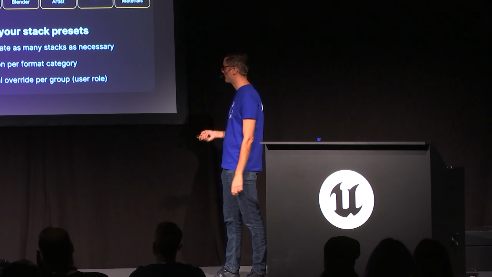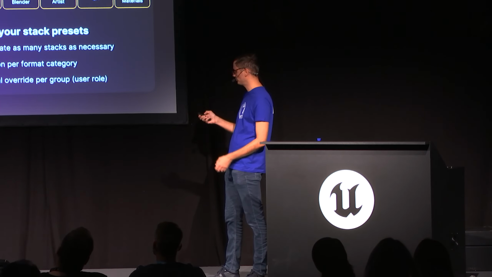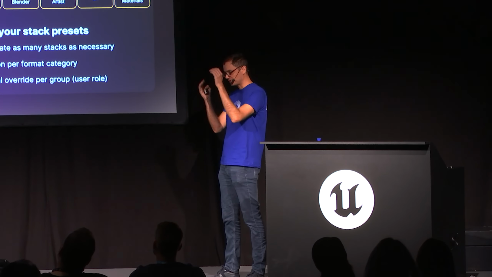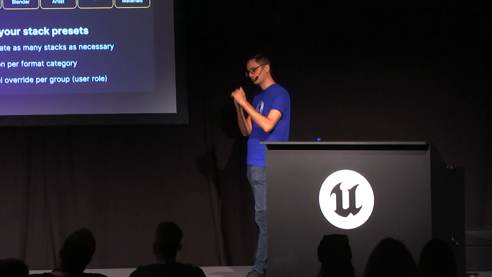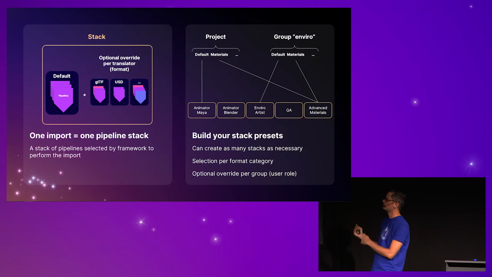Everyone is importing FBX files, for example, but some people are animators, some people are environment artists, so their presets might be different. Some people work in Maya, some people work in Blender, so maybe their presets are different. So what you would do if you use Interchange is duplicate stacks, so that you have a stack for animators where you select your presets. If I'm an animator and I'm importing FBX, I would have this preset. glTF, I would add those one, etc., etc.